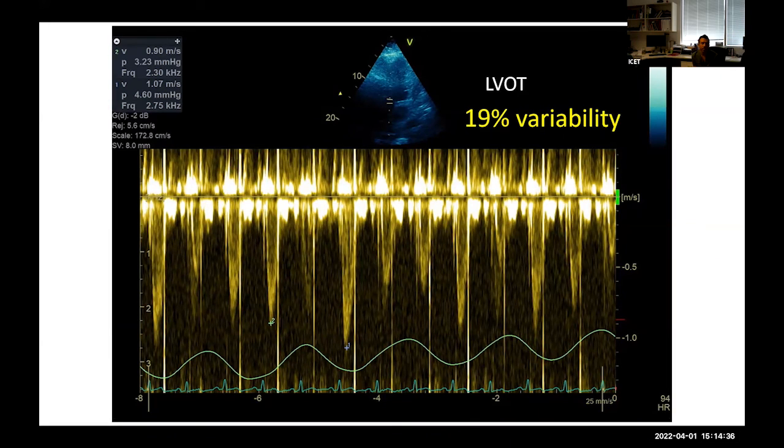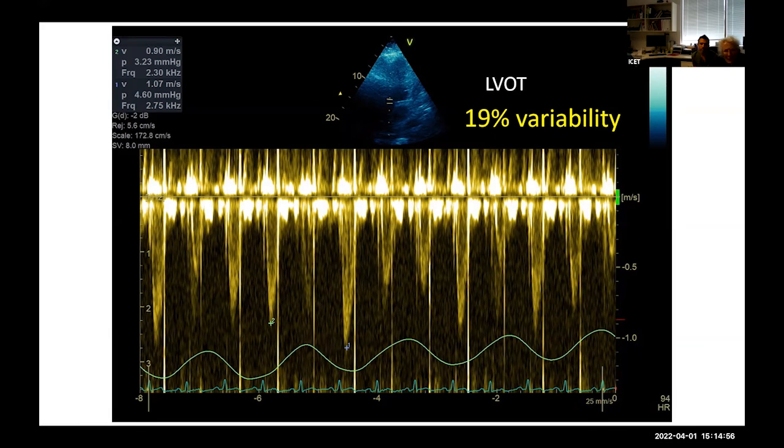19% variability. Don't get hung up on the numbers quite so much. It's not as much variability when you're just taking the peak velocity. There may have been more variability if I'd actually done the full VTI. Anyway, so what do you think it is?